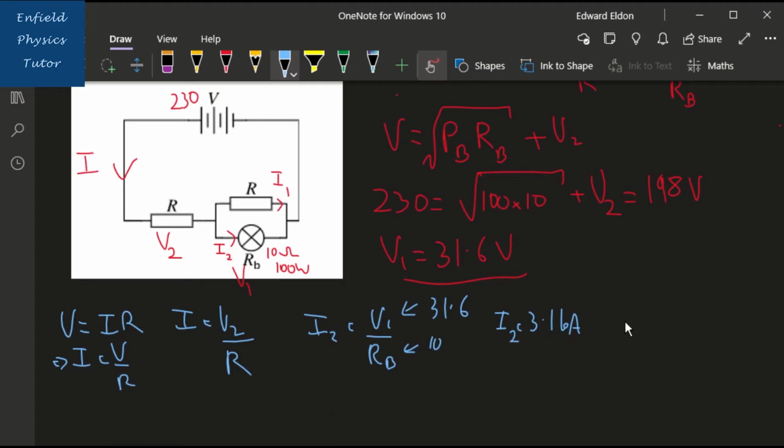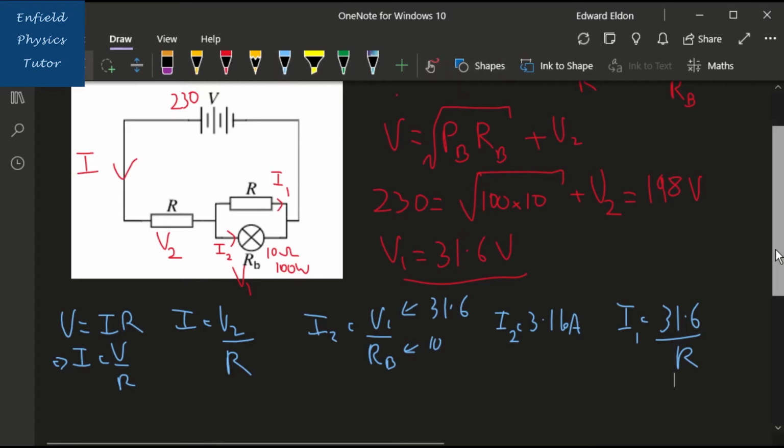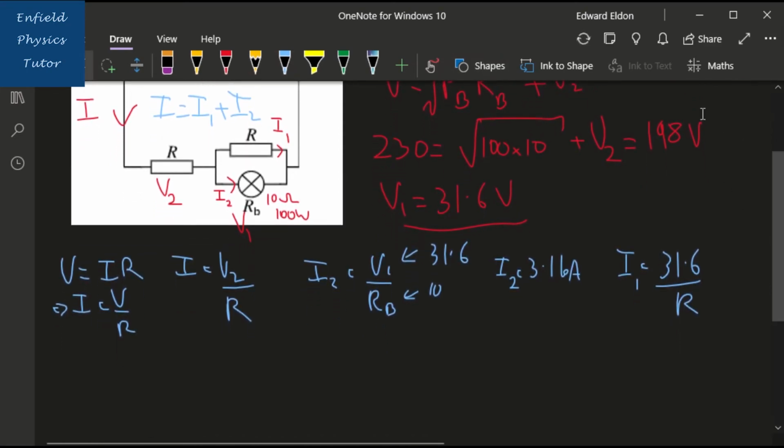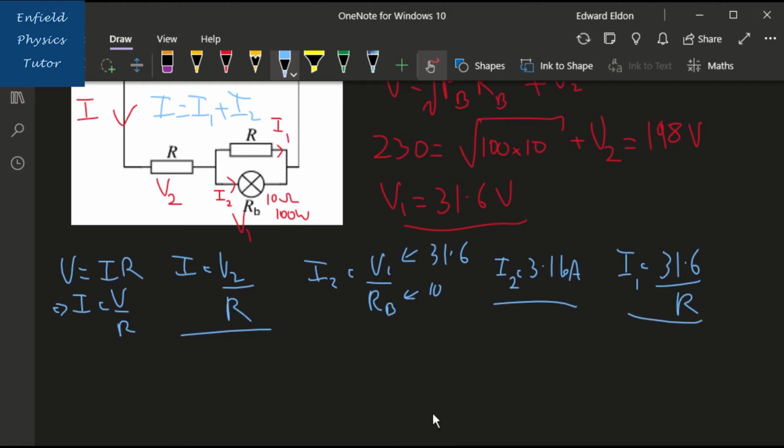Let's see if we can get a similar thing for I1. The value of I1 is going to be the voltage across it, which is again 31.6 divided by R. We don't know what the value of R is, of course. That's what we're after. Now we have to notice that in our circuit, the value of I is simply equal to the value of I1 plus I2. That's just a simple use of Kirchhoff's laws. So if I equals I1 plus I2, let's add up our three values for the currents that we just worked out.